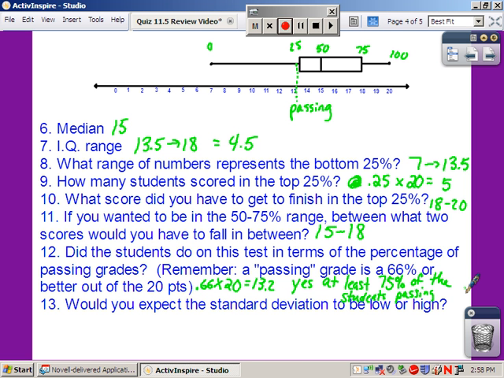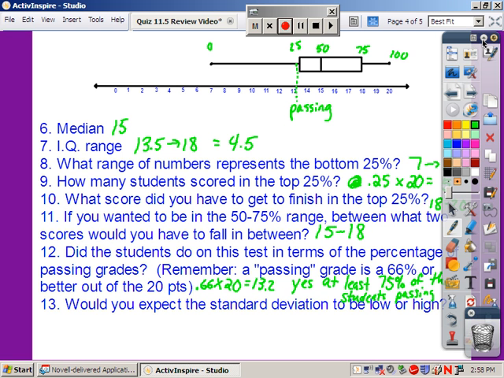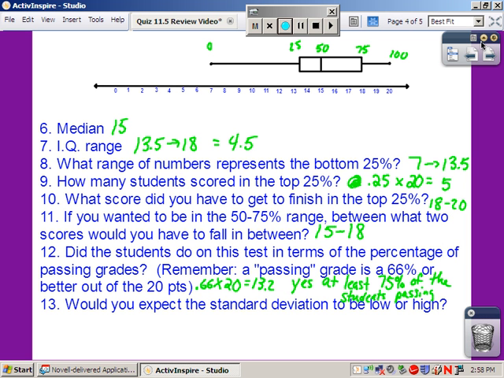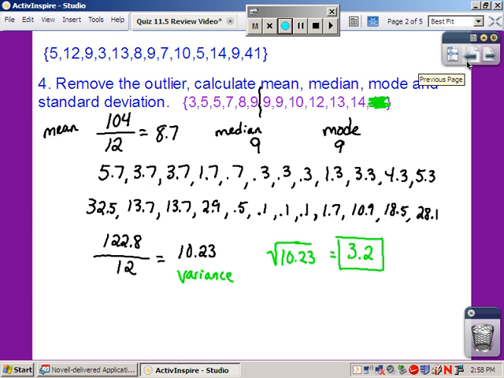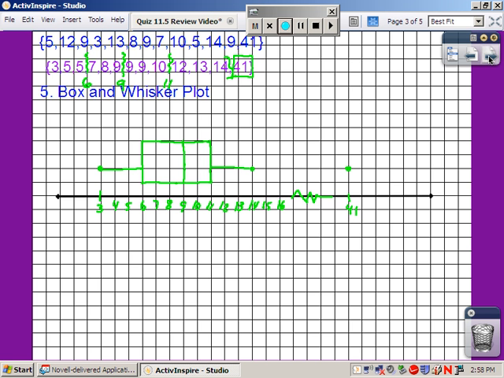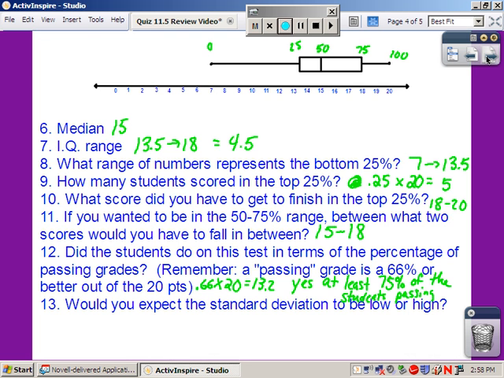Okay, would you expect the standard deviation to be low or high? Really tough question because it's requiring you to kind of look at this data and make a few estimates and assume a couple of things. But I think you can do it if you understand standard deviation. Remember, standard deviation, like we did on these other problems back here, was all based off of what the mean was. Right? And then low standard deviations meant the data was relatively close to the mean overall.